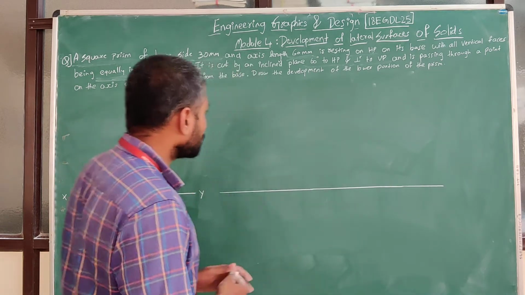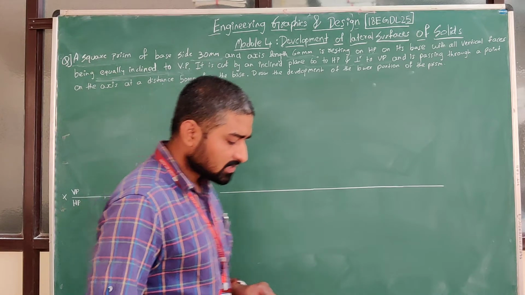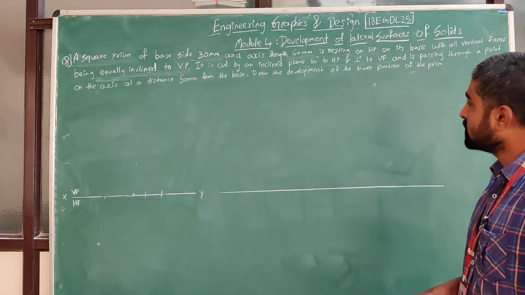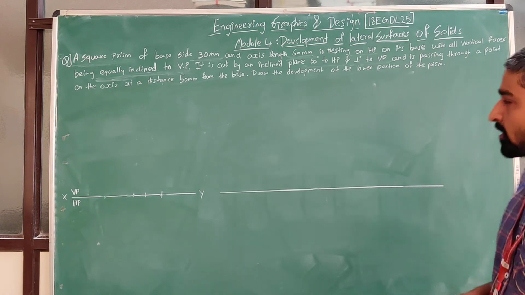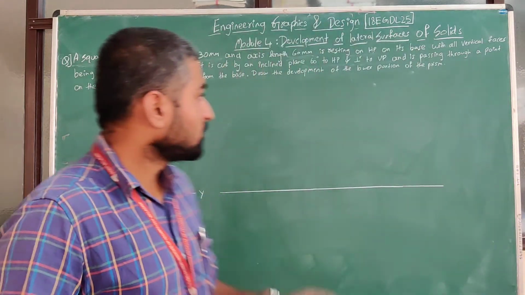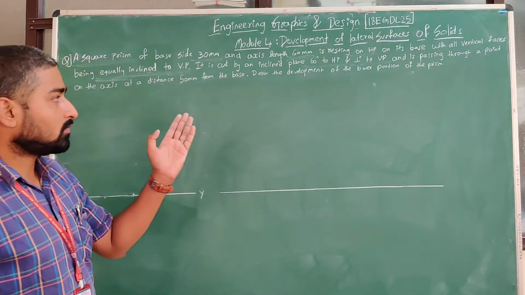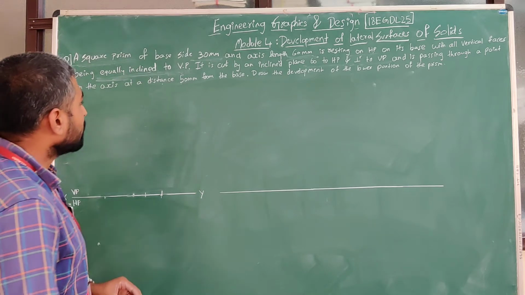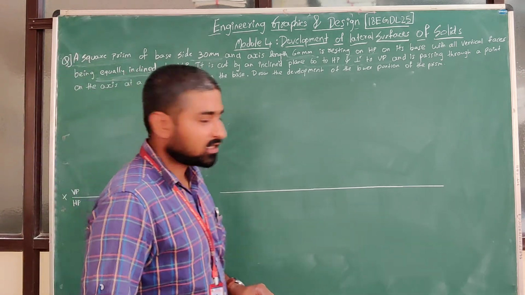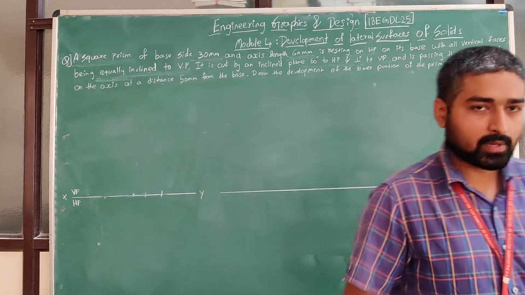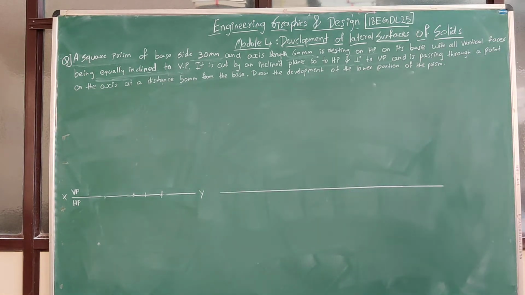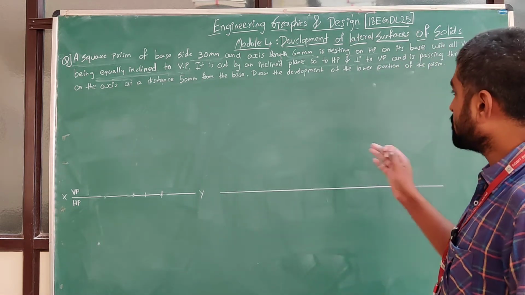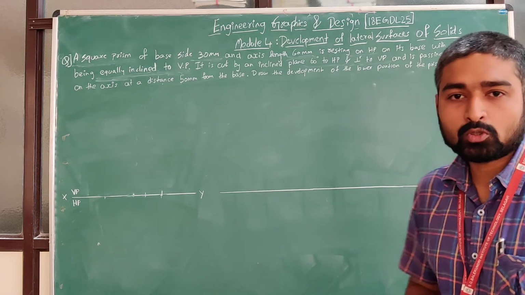Okay, so let us start with today's question. As it is given here, you can read: a square prism of base side 30 mm and axis length 60 mm is resting on HP on its base with all the vertical faces being equally inclined to VP. Then it is cut by a plane inclined 60 degrees to HP and perpendicular to VP, passing through a point on the axis at a distance of 50 mm from the base. Draw the development of the lower portion of the prism.